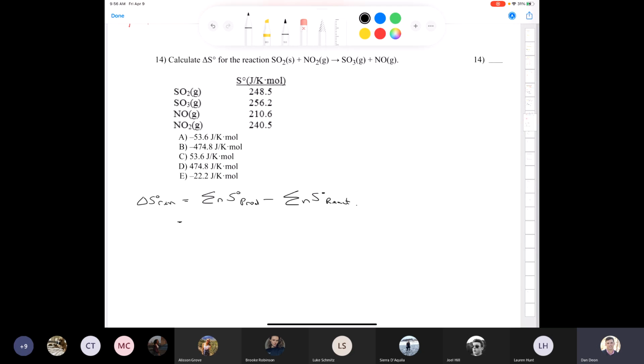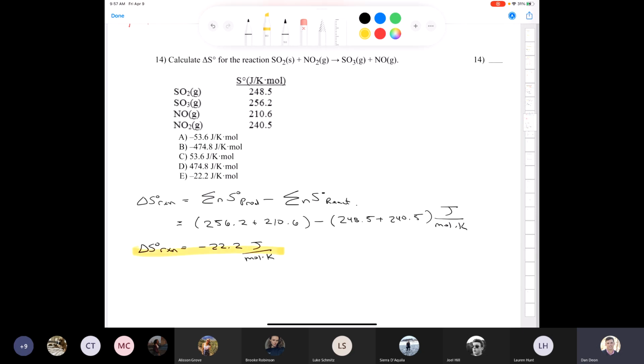So we have SO3, which is 256.2 plus 210.6 for our products. Subtract SO2, which is 248.5 plus NO2, which is 240.5. And when we work all that out, we get our delta S naught of reaction is negative 22.2 joules per mole Kelvin, as that is the unit, joules per mole Kelvin, like that. And so there we go.